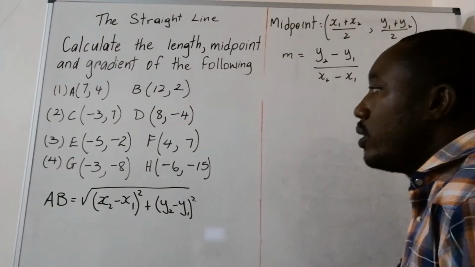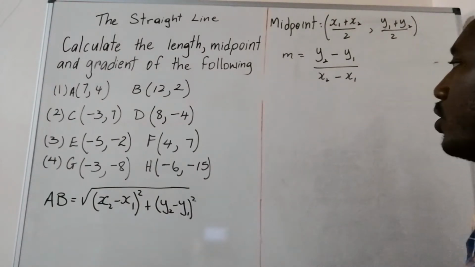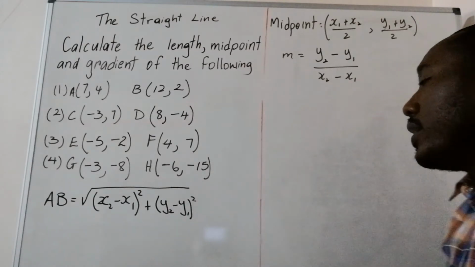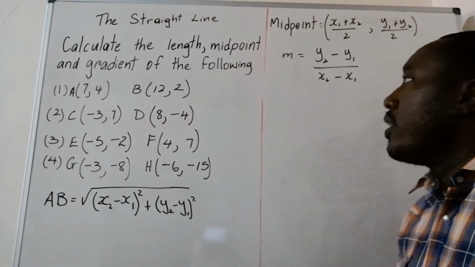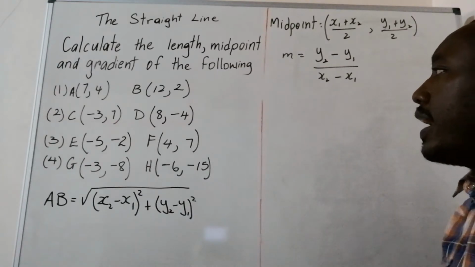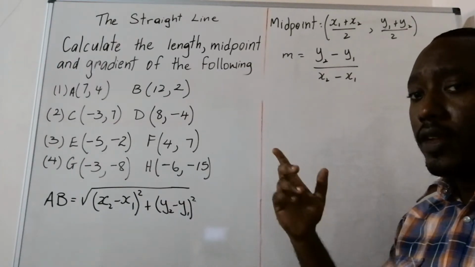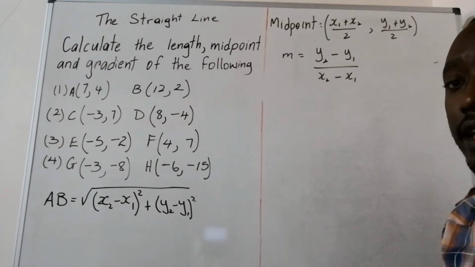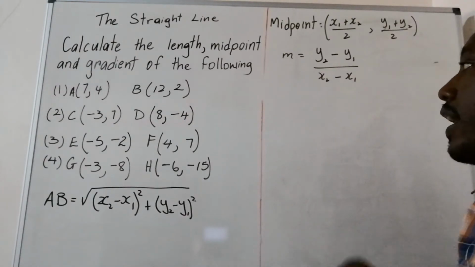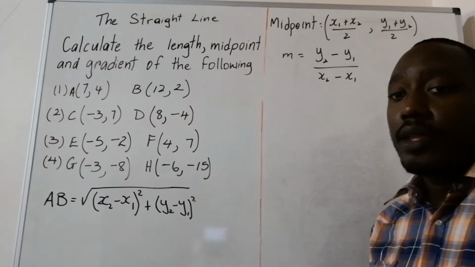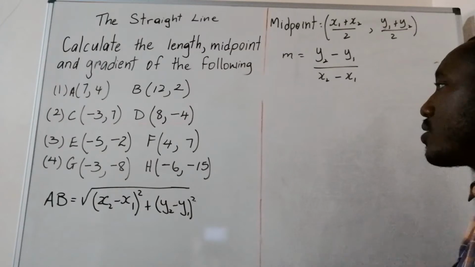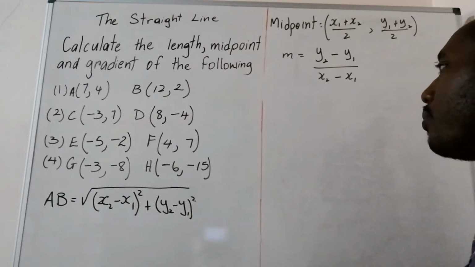So what we will do is use these formulas to complete these examples, to find the length, the gradient, and the midpoint of our line AB. A is the point 7, 4, and B is the point 12, 2. All right, so let's use our formulas to complete this.